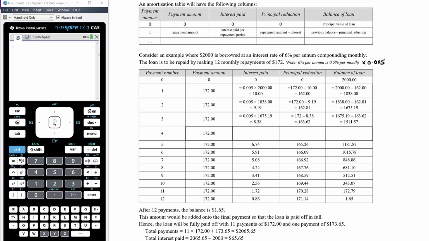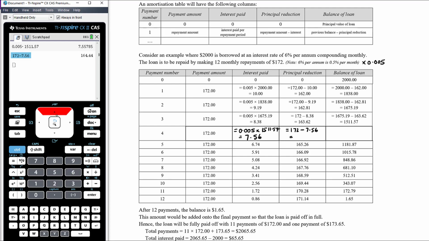Okay, so let's work out what happens at the fourth payment. The interest paid is going to be 0.5%, so 0.005 times the previous month's balance, which is 1511.57. We can work that out, 0.005 times 1511.57, and it is $7.56 to the nearest cent. Then the principal reduction is going to be the payment of $172 minus the $7.56.